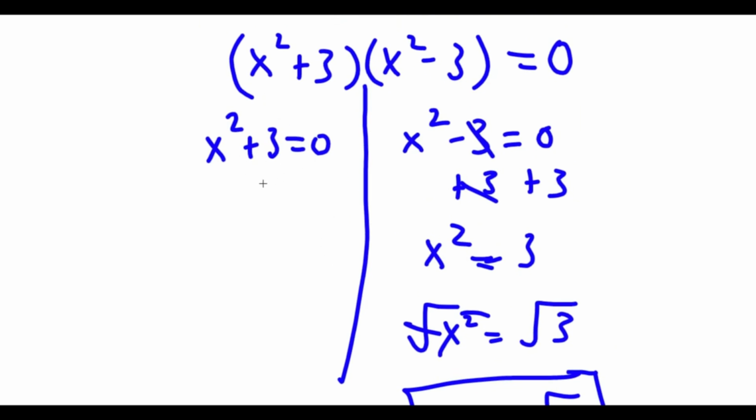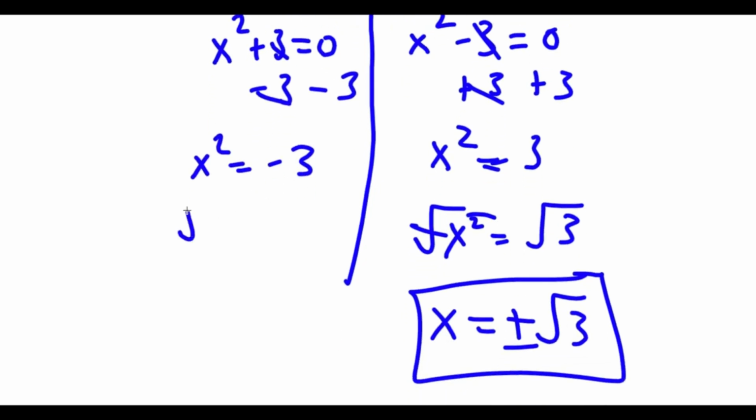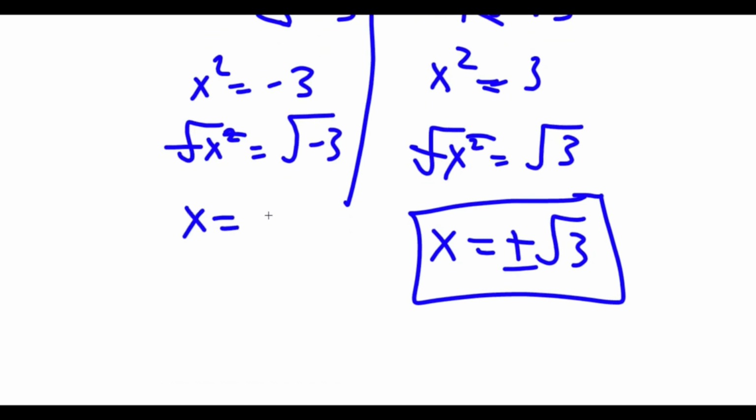So I have x squared plus 3 equals 0. So I'm going to first start by subtracting 3 on both sides. So I get x squared is equal to negative 3. Now I'm going to take the square root on both sides. So then these two cancel out, and I'm left with x is equal to positive and negative square root of negative 3. Well, the square root of negative 3, this can actually be simplified.